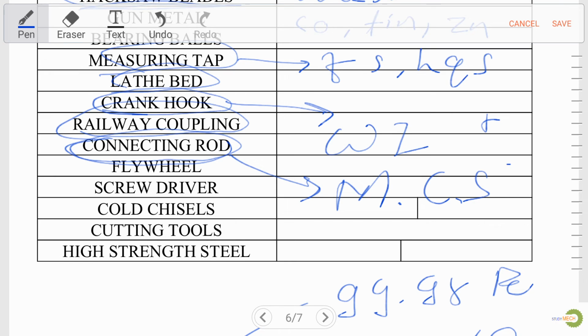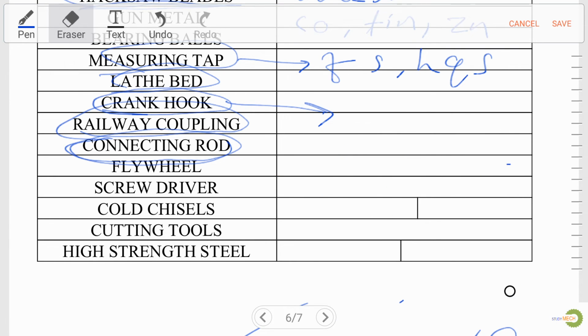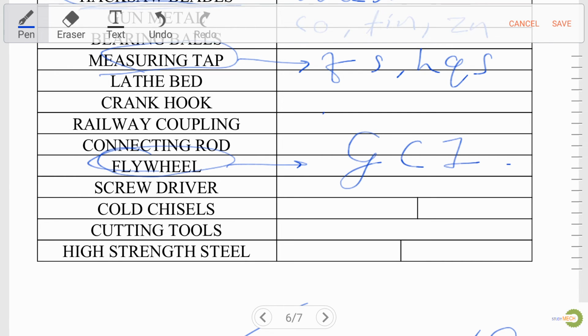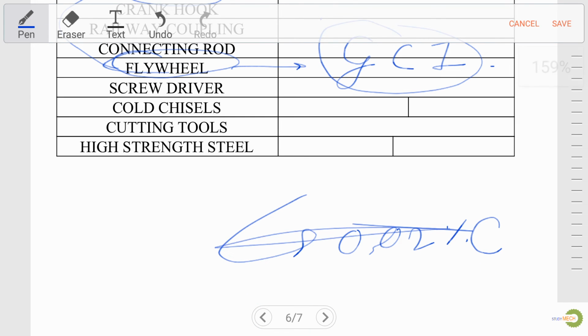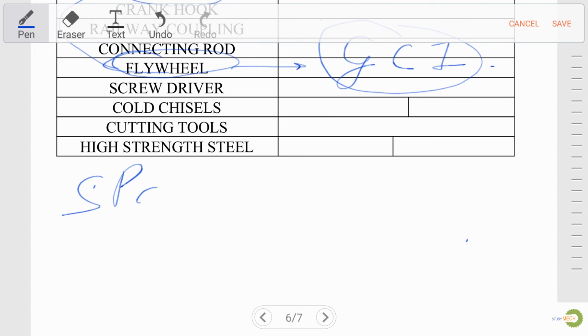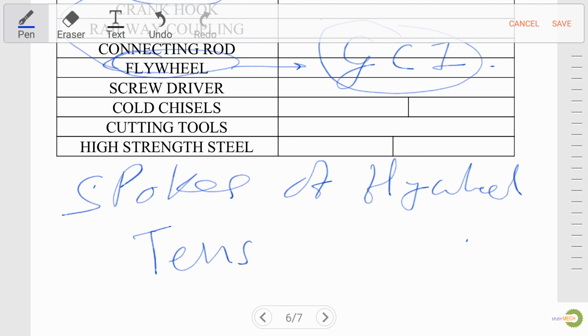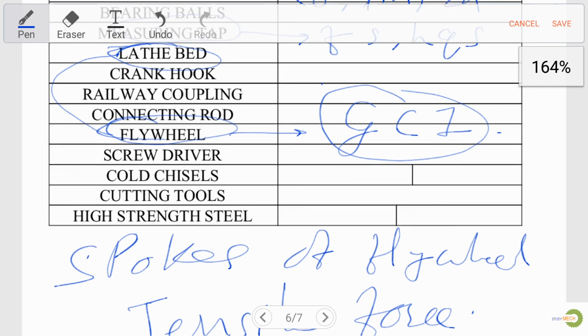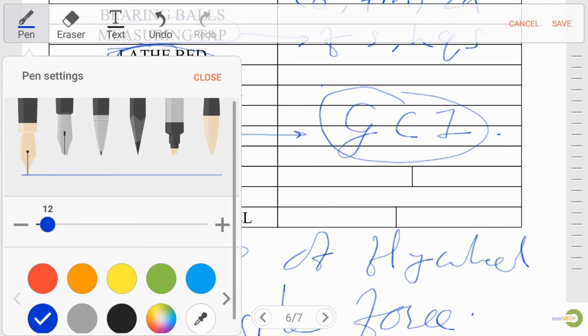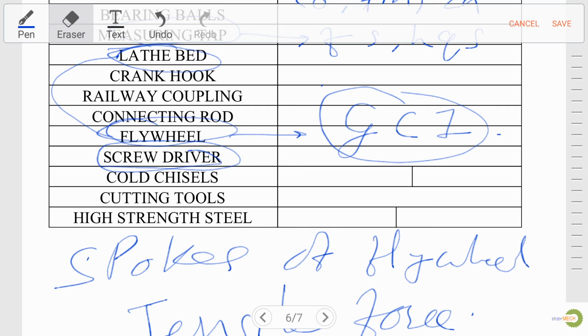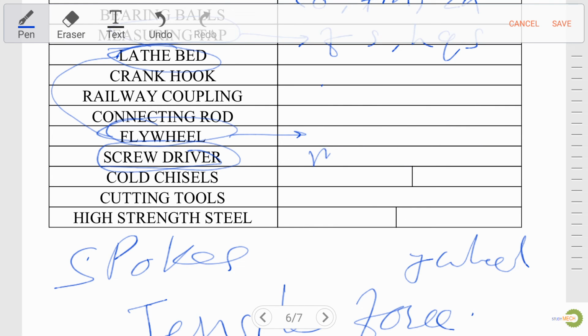Okay. Now flywheel. Flywheel we have already discussed in our previous video. Flywheel is made from grey cast iron. Remember, flywheel and lathe bed both are made from grey cast iron. Okay. And the spokes of flywheel have to deal with tensile force. We have already discussed this matter in the previous video. And next detail is screwdriver. Screwdriver is also made from medium carbon steel.